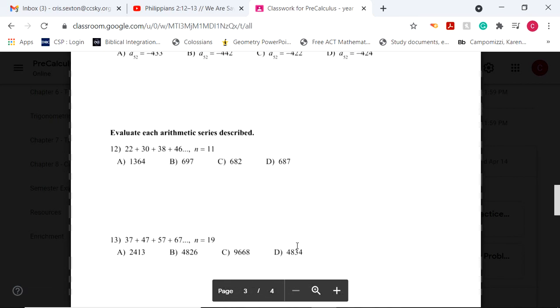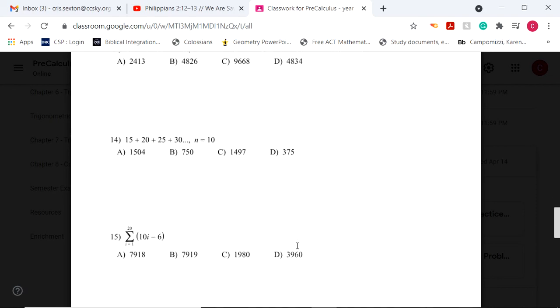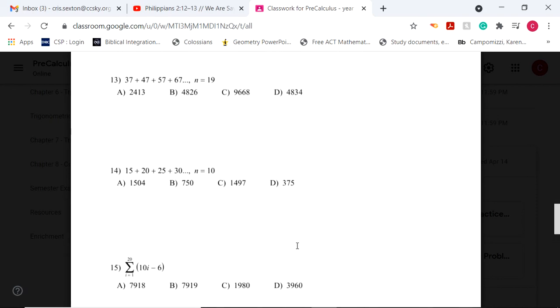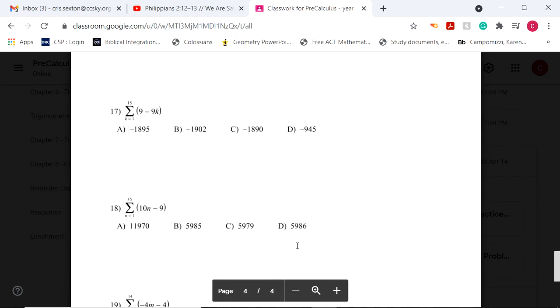And then I want you to evaluate each arithmetic series. That's what we did the last couple problems. There are the ones without the sigma notation, and then there's the one with the sigma notation. Are there any questions on what you're doing?